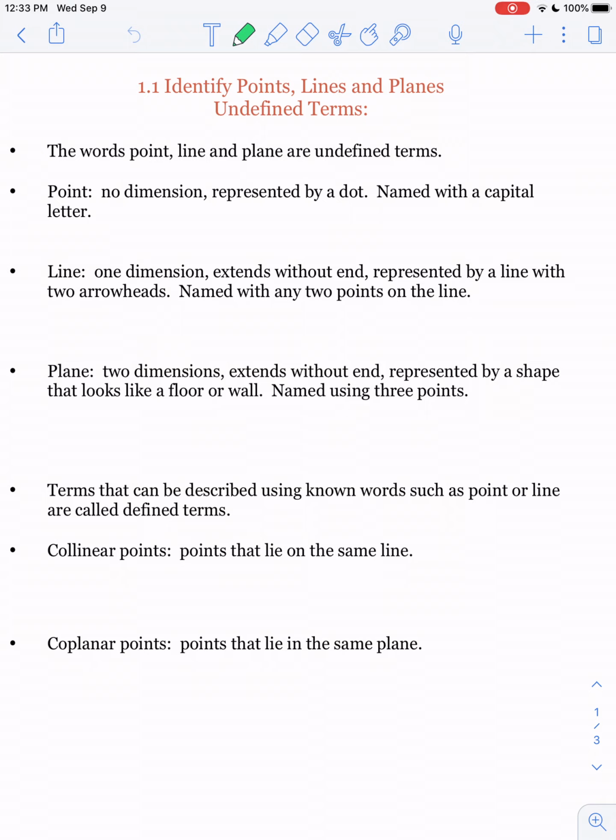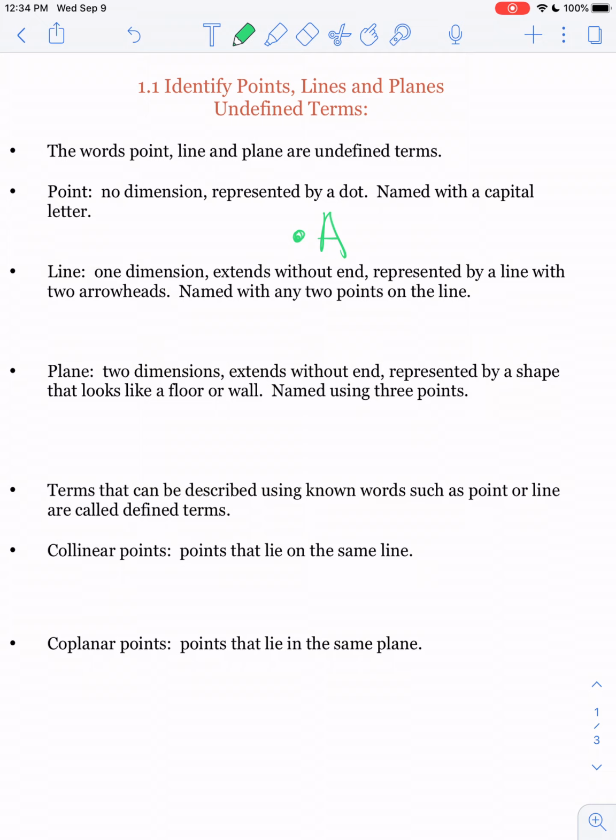Point, we say, has no dimension. It has no size. It's just represented by a dot. And you name it with a capital letter. So this is how you would name point A. You put a dot in front of it and then a capital letter, and you read that point A.